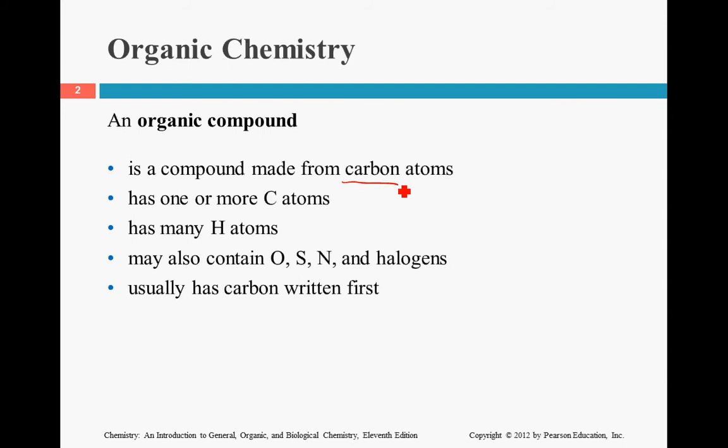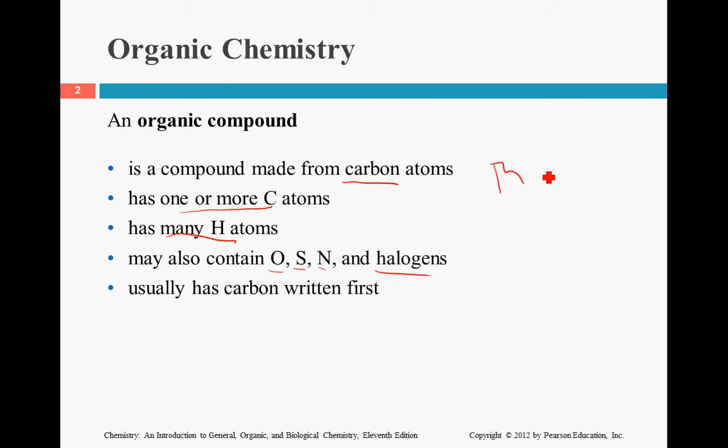It's made of primarily carbon atoms. It has to have carbon in there in order to be considered organic. So it has one or more carbons. It has a lot of hydrogens. Most of the carbon atoms are surrounded by hydrogens. It can also contain oxygen, sulfur, nitrogen, halogens.